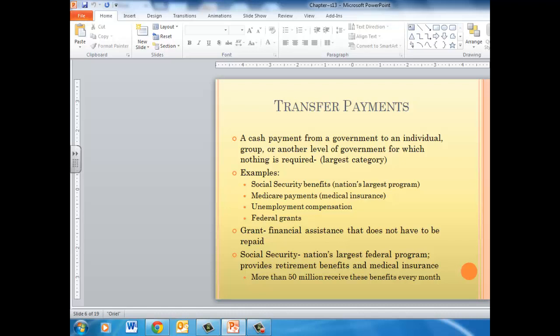The government is getting nothing back in return, and this is the largest category of spending that our federal government spends. Social Security being the largest national federal program, it provides employment or retirement benefits and medical insurance, and this number continues to grow because people are living longer. And so the money that we are paying out in Social Security is the largest it's ever been.